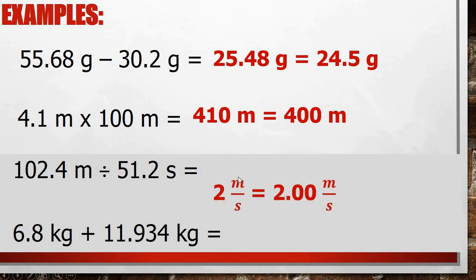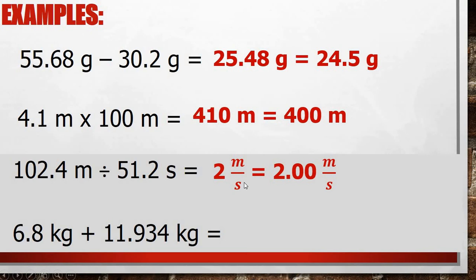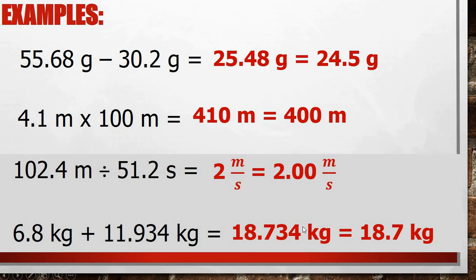This divided by this, we end up with 2 meters per second, but since there were 3 significant figures, I do need to show 2.00. On this last one, we add these together. That's significant only to the 10th place, so my calculator gives me this, but I only report 18.7.